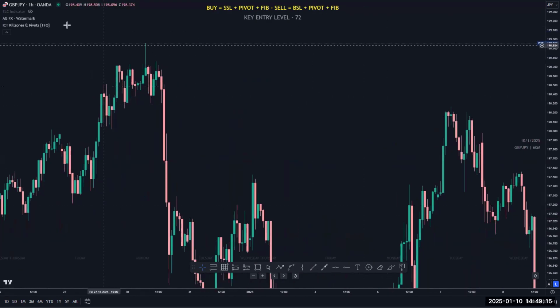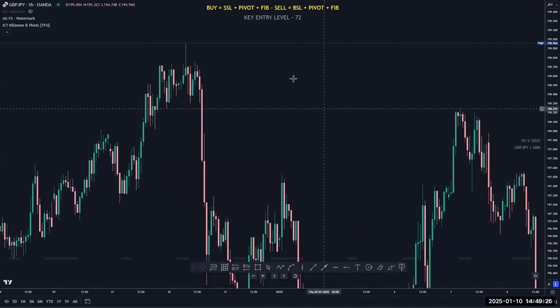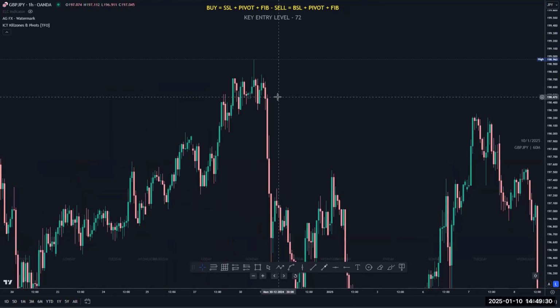As you can see right now on the top left of the chart, we are on GBPJPY on the 1 hour time frame. Time is fractal, price is fractal. So whatever I show you here will apply on any time frame, on any market, as long as the market is moving with candlesticks and there are wicks.